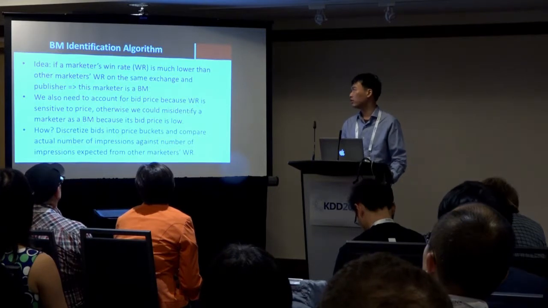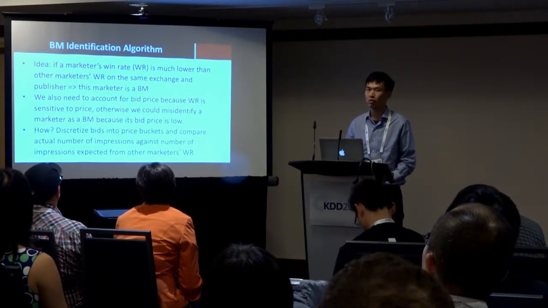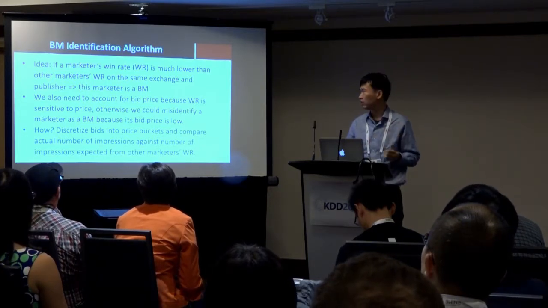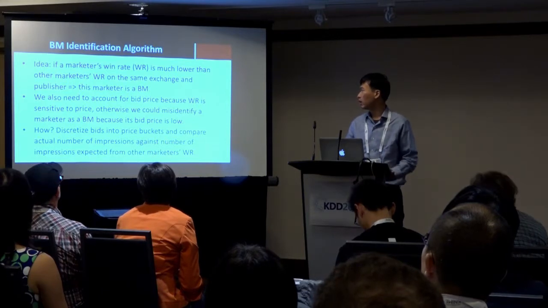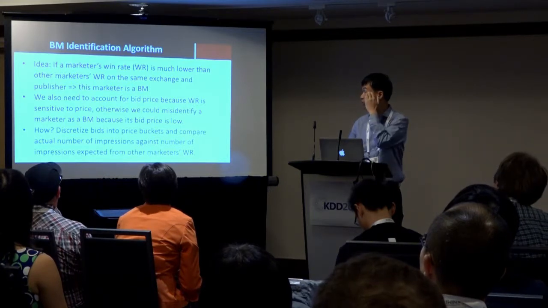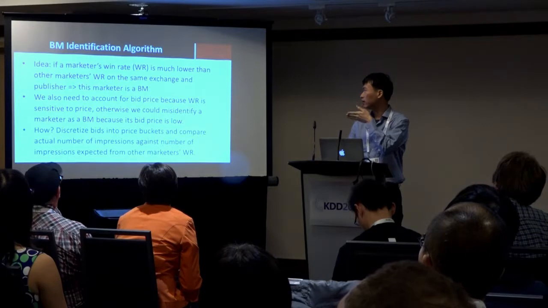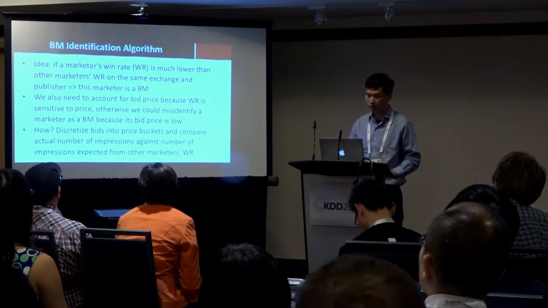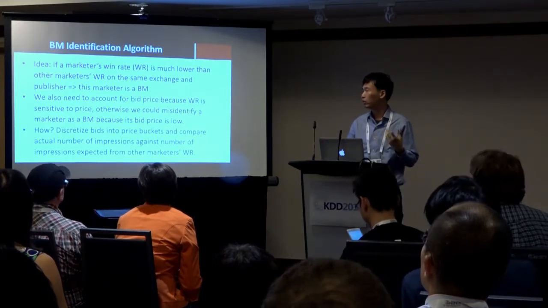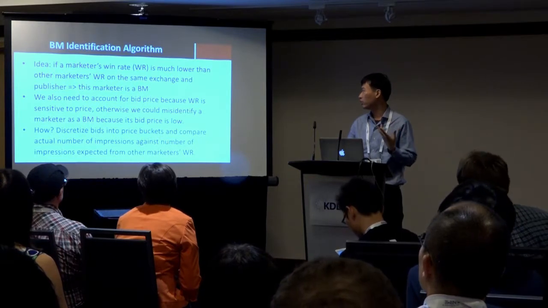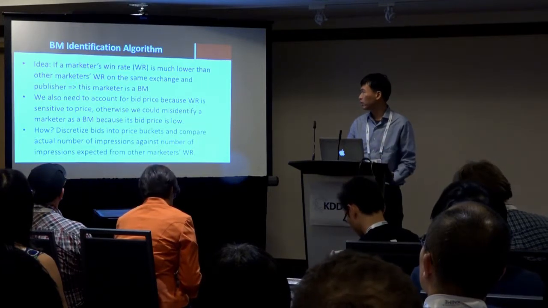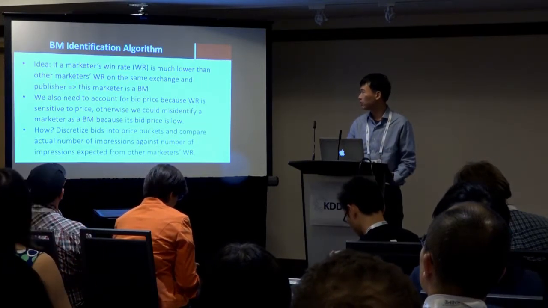All right, so how do we identify a banned marketer? All of this is about win rates, which is basically the number of impressions you win divided by the number of bids you submit. Obviously, price is an important factor of the win rate, but I'm going to factor out price because this is about factors that affect win rates other than price. So when the win rate for a marketer is much lower than other marketers' win rates on the same exchange and same publisher, that means this marketer probably has a problem with this publisher. So this is how we identify a marketer as being blacklisted by the publisher.